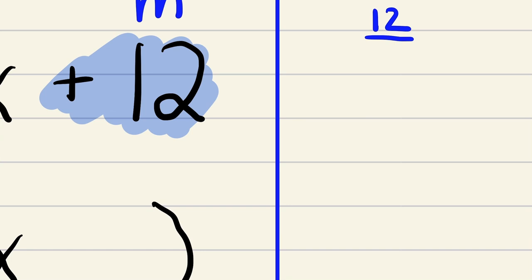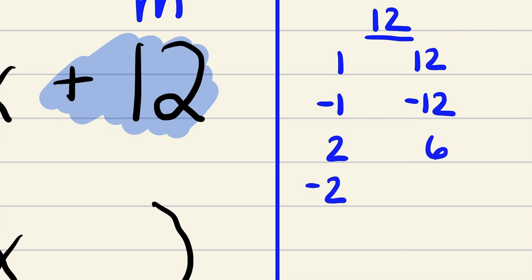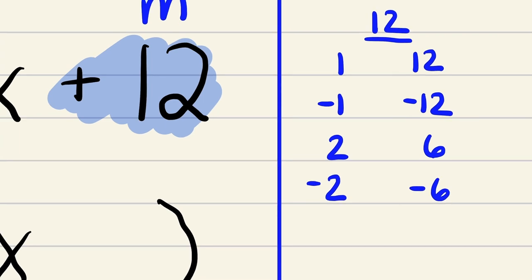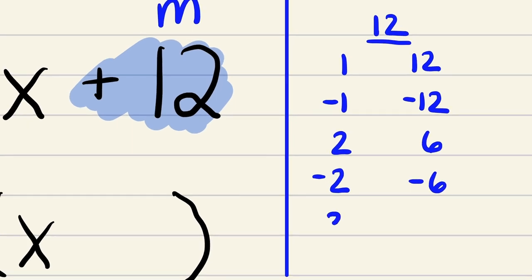So 12 divided by 1 is 12, so 1 and 12, and remember negative 1 times negative 12 will also give me a positive 12. 12 divided by 2 is 6, so 2 and 6, or negative 2 and negative 6. 12 divided by 3 is 4, so 3 times 4, or negative 3 times negative 4. And obviously, if I was to start doing 12 divided by 4, I would repeat again.